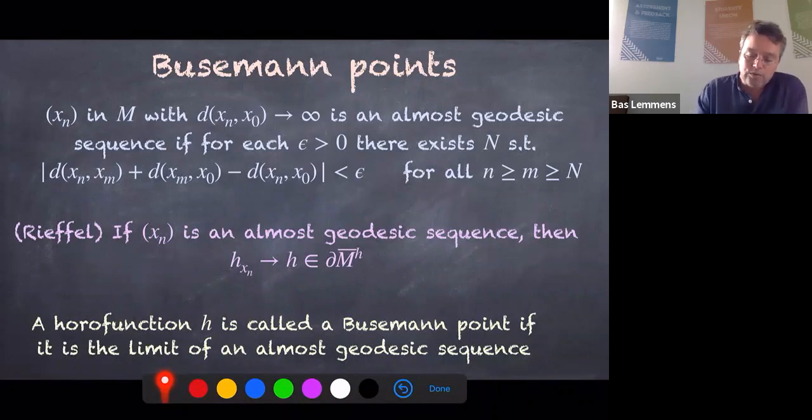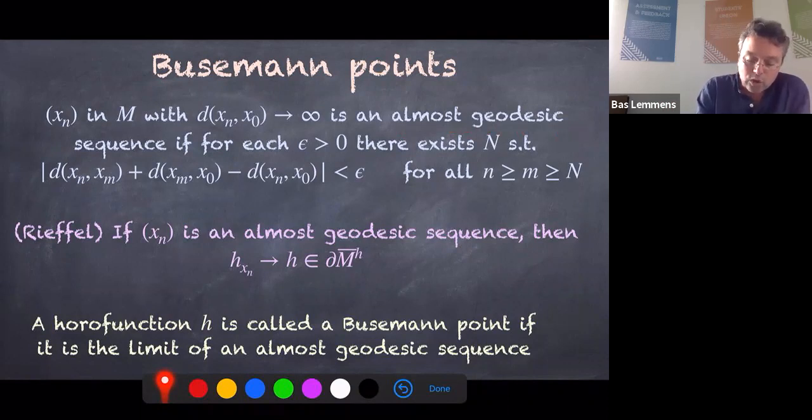First of all, there are special horofunctions. We all know that when we run off along a geodesic to infinity, we get a horofunction, and these are usually called Busemann points. But you can do something slightly more general to generate horofunctions. You can take a sequence which runs off to infinity, what is called an almost geodesic sequence. So what's an almost geodesic sequence?